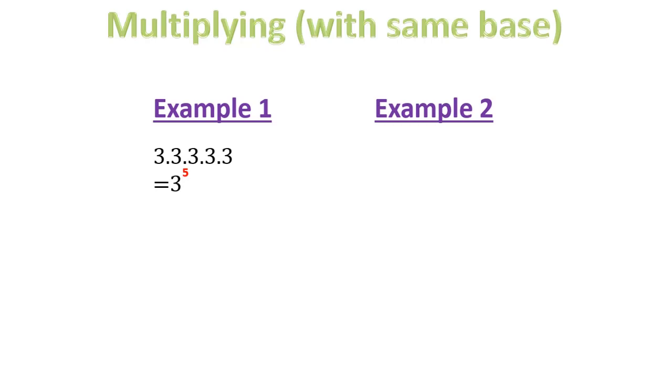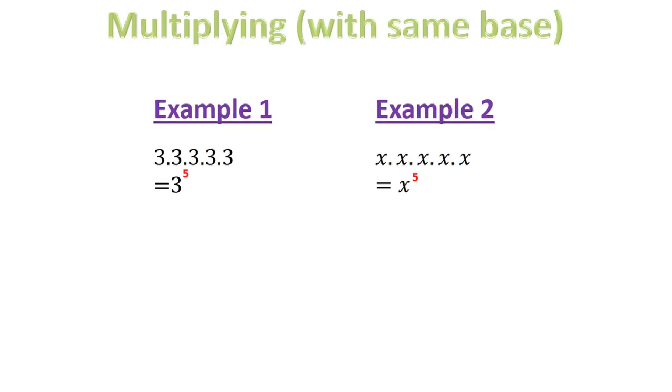Let's look at a second example. Here we have x times x times x times x times x. There are 5 of them. And so we have x to the power of 5.